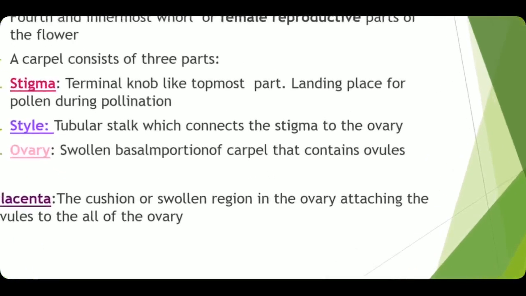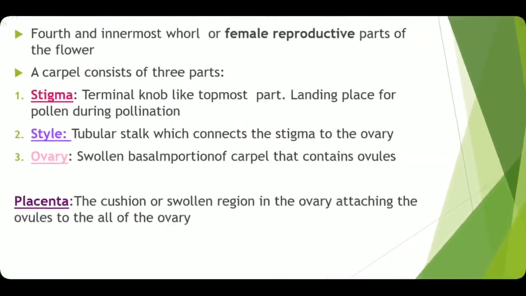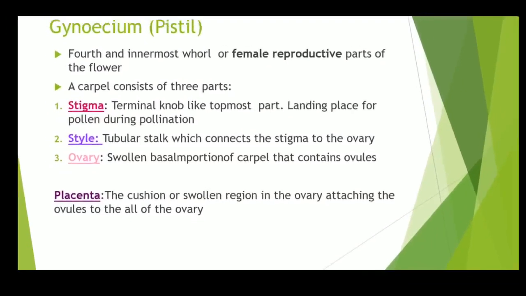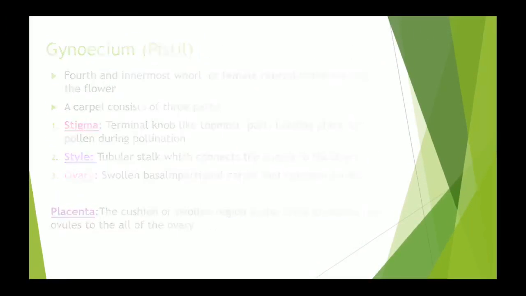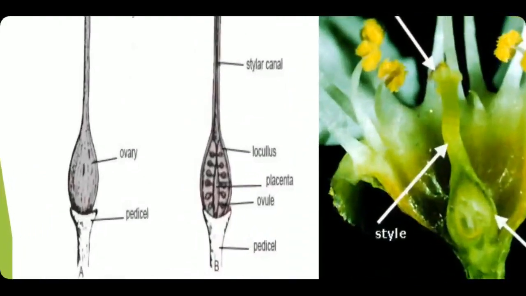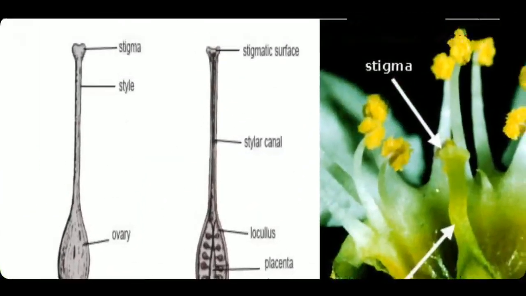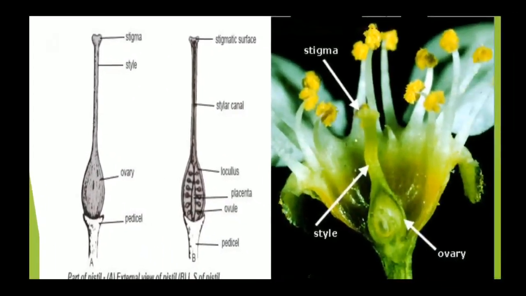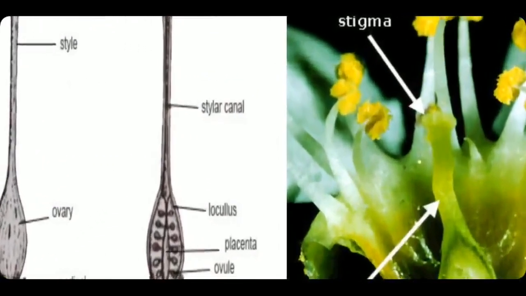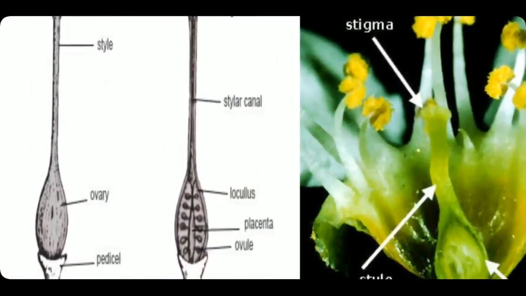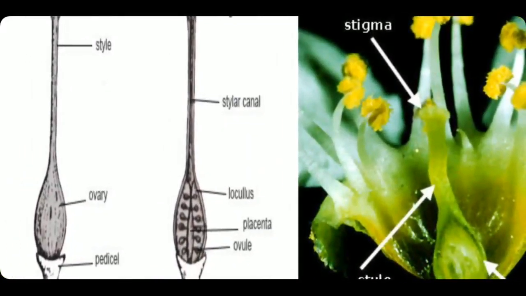Another structure is called the placenta. The placenta is a special tissue made up of specialized cells which attaches ovules with the walls of the ovary. Let us see the diagram. Here you can see the external structure of the pistil: pedicel, ovary, style and stigma. And the inner structure: stigmatic surface and stylar canal, a canal-like structure inside. And then the placenta, which helps to attach ovules with the walls of the ovary.